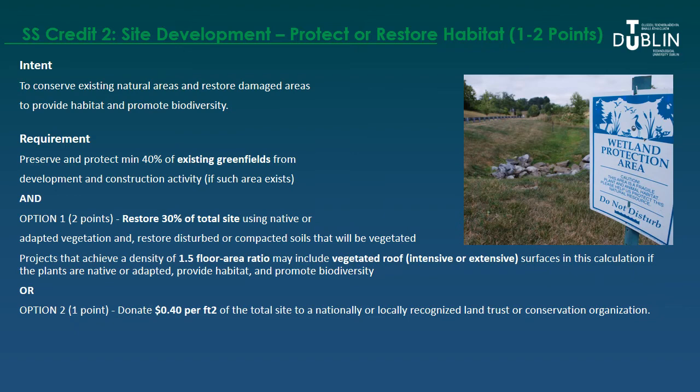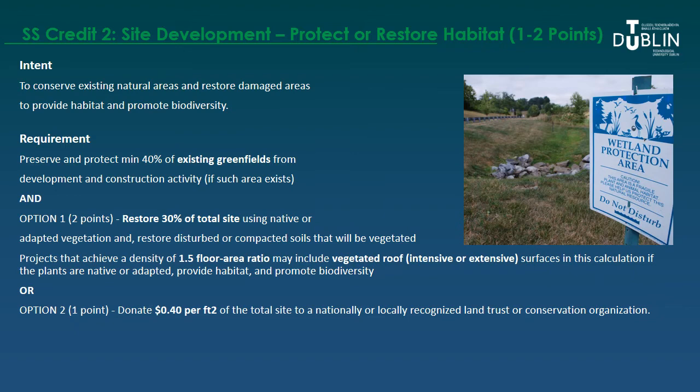The second credit is about protecting and restoring the habitat on site. So obviously this is about conserving whatever natural areas or biodiversity or green fields already is on site, and then also about restoring any native soils or plants or hydrology in order to improve the overall ecosystem of the site. So the requirement under this credit is to preserve and protect a minimum of 40% of existing green fields. So don't put any development or construction on those if you have such areas of green field.